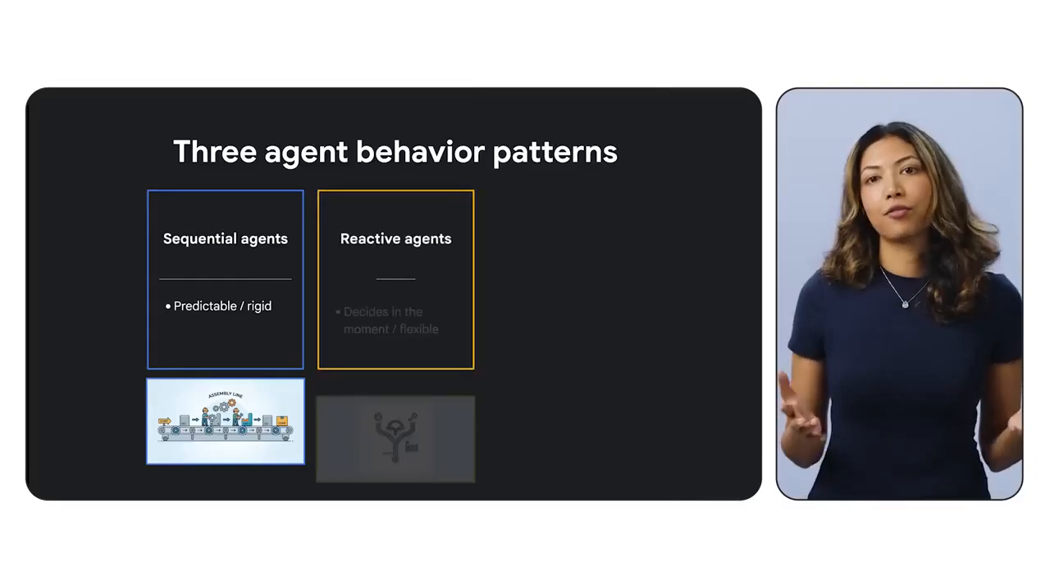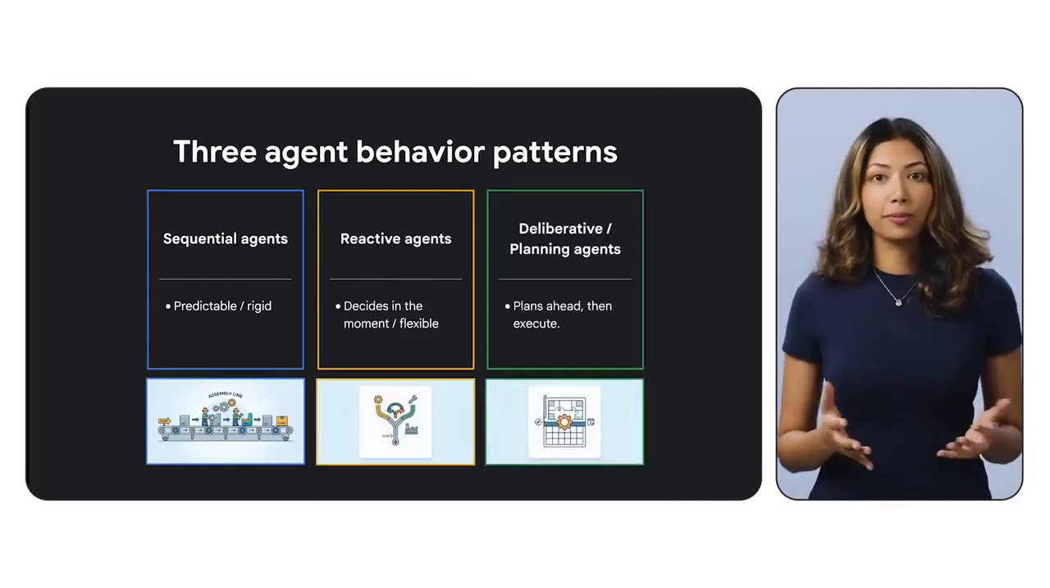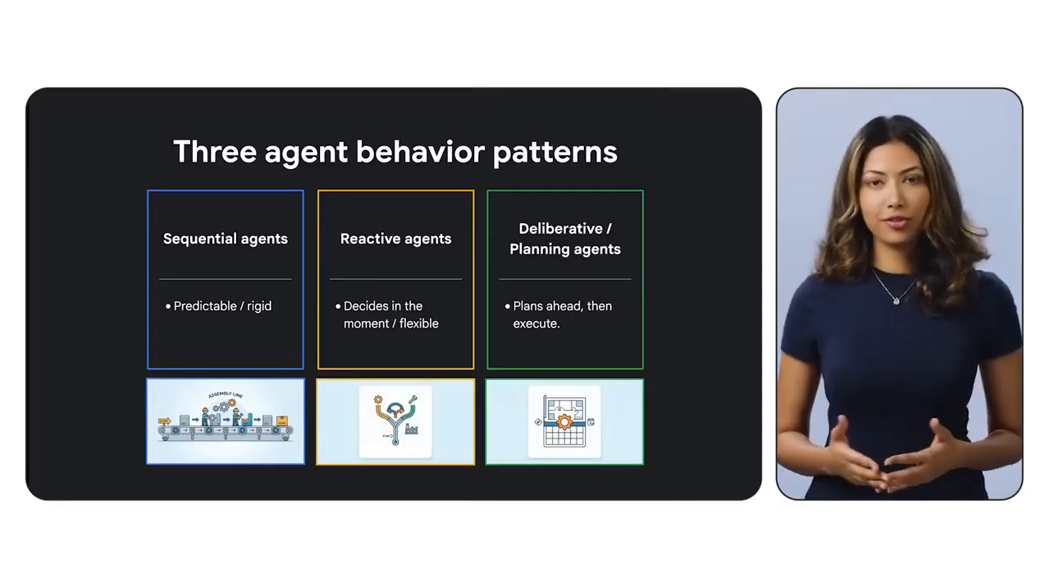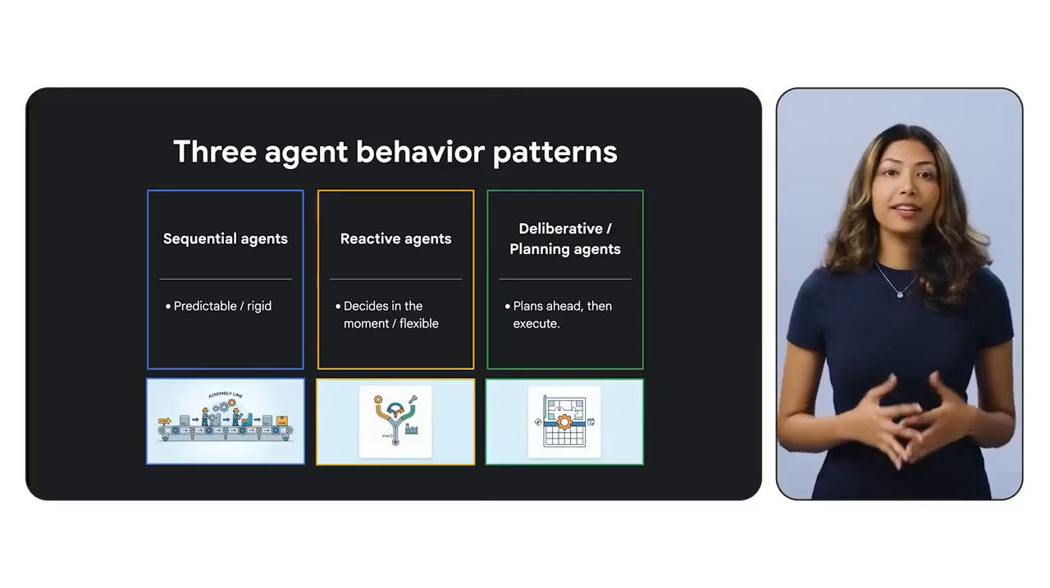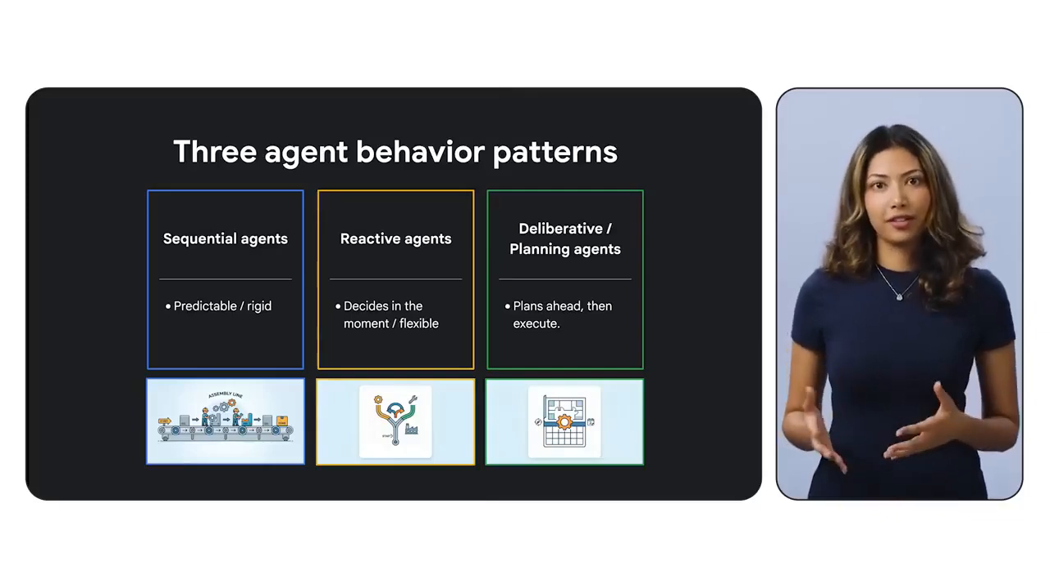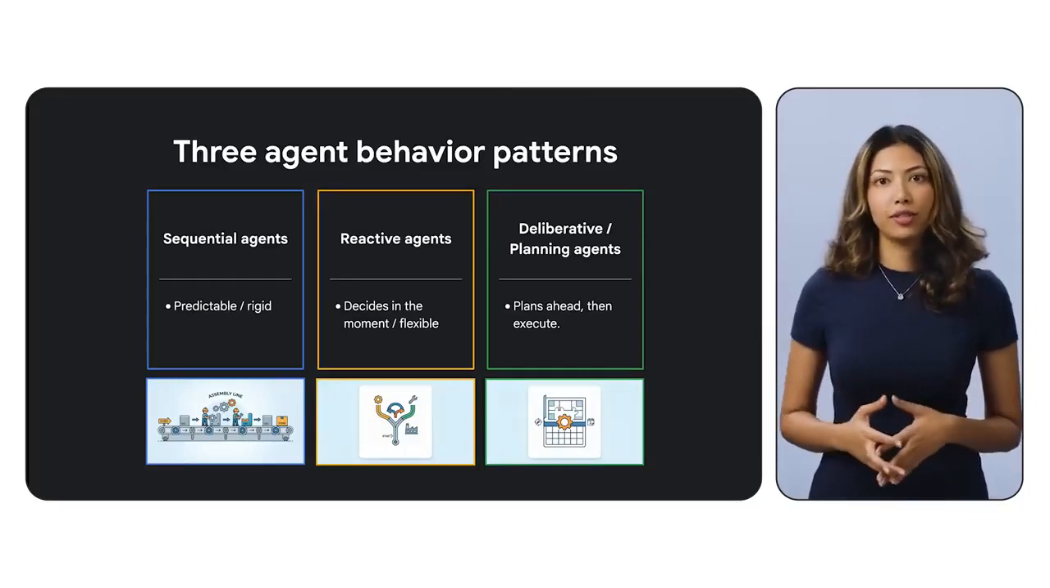So which of these is the right one for you? It depends on the problem. For simple, predictable flows, sequential is fine. For dynamic, reactive works better. And for multi-step goals with dependencies, you want planning agents. Okay, that's the high-level view. Now, let's actually build an agent so you can see these ideas in action.